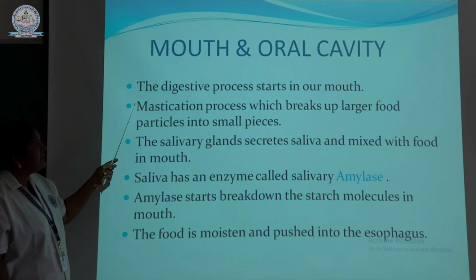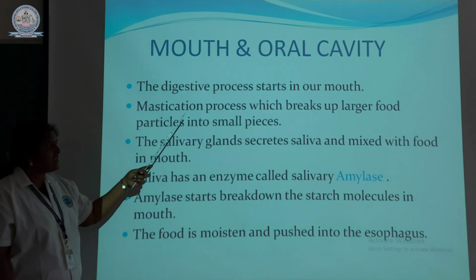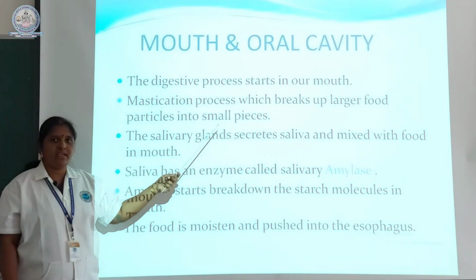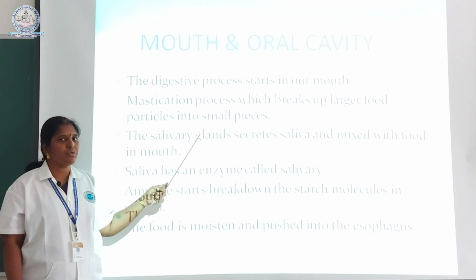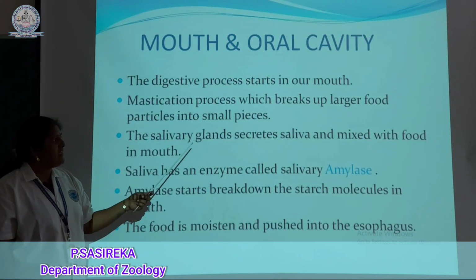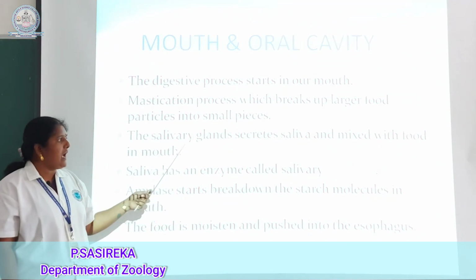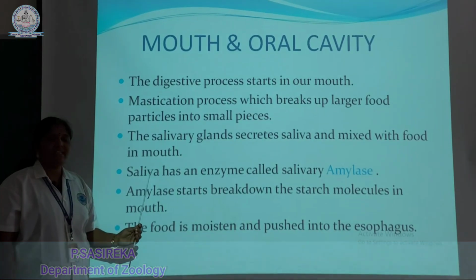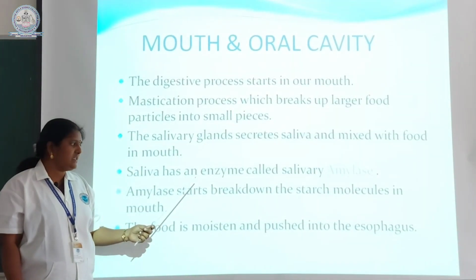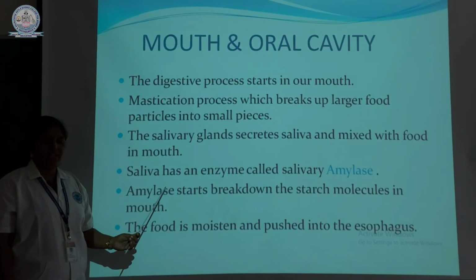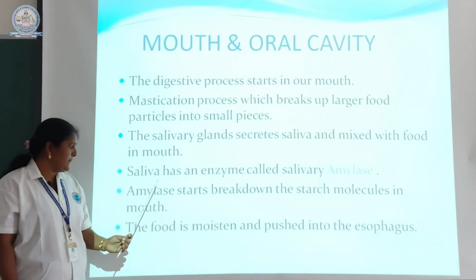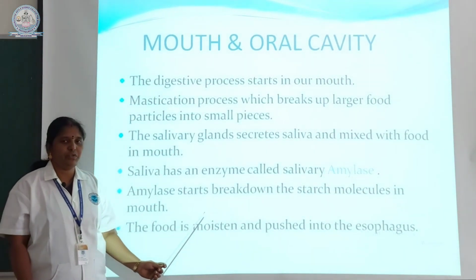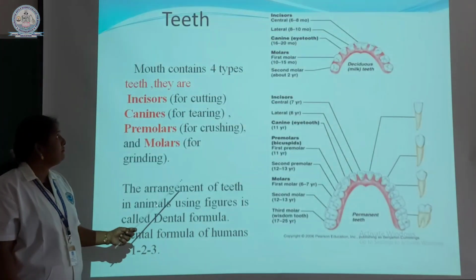Mouth and oral cavity. The digestive process starts in our mouth. The mastication process breaks the large food particles into small pieces. The salivary glands secrete saliva, which mixes with the food in the mouth. Saliva has an enzyme called salivary amylase. Amylase starts to break down the starch molecules in the mouth. The food is moistened and pushed into the esophagus.